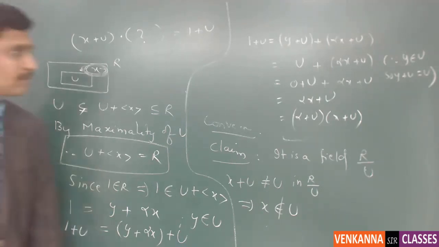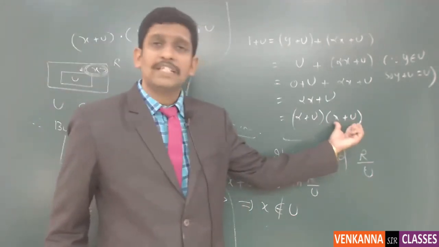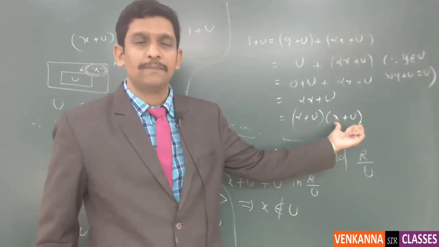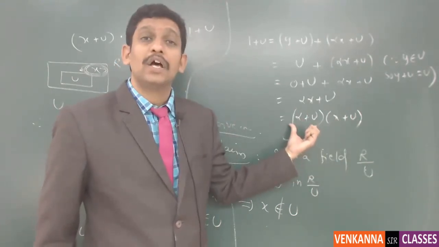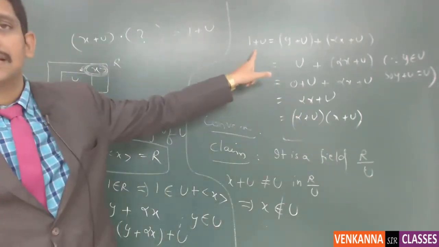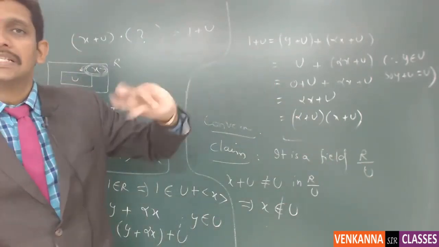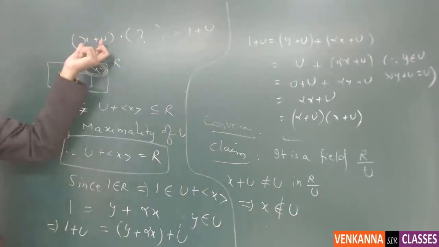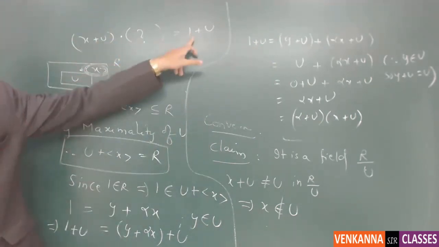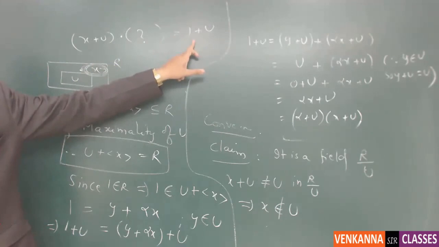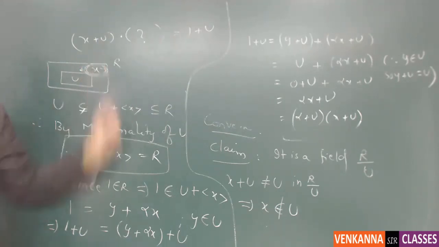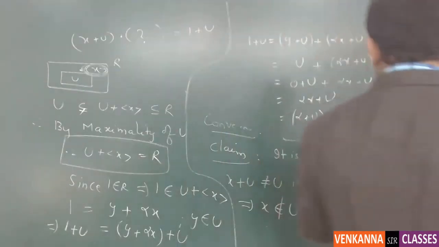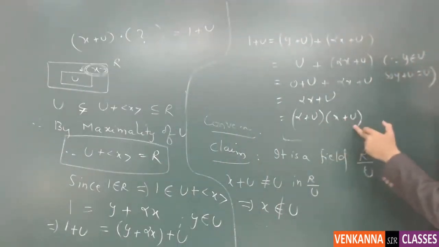Now see, x plus u is a coset. You are multiplying with another coset. You are getting the result as this, the identity. Just like the pattern that x plus u into something is giving identity. So what happens? This something is the inverse of this. So alpha plus u is the inverse of x plus u.